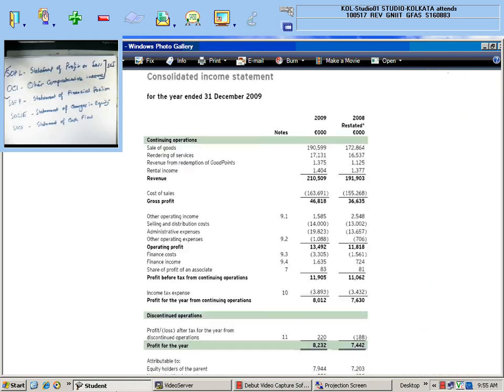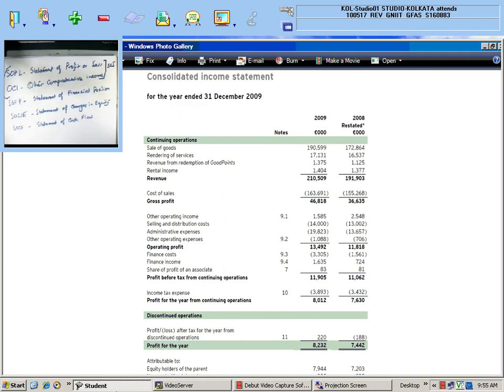See, first is the continuing operation. Revenue from continuing operations: sale of goods, rendering of services, revenue from redemption of points, rental income. These are revenue from the continuing operations. Next comes cost of sales, so we arrive at the gross profit. Then other operating income.